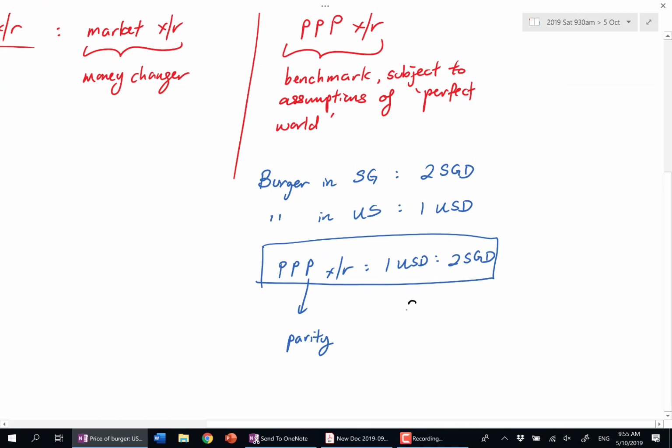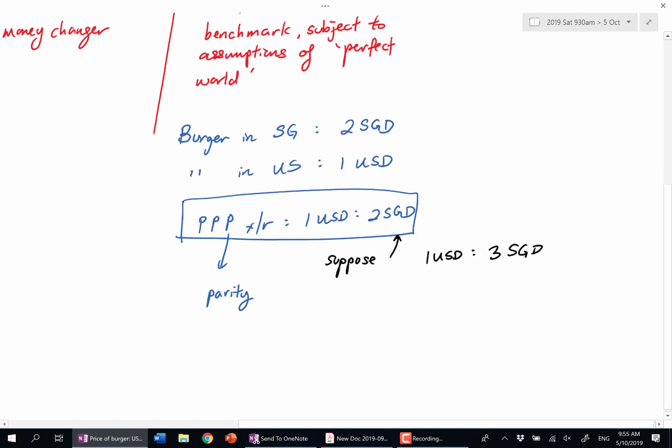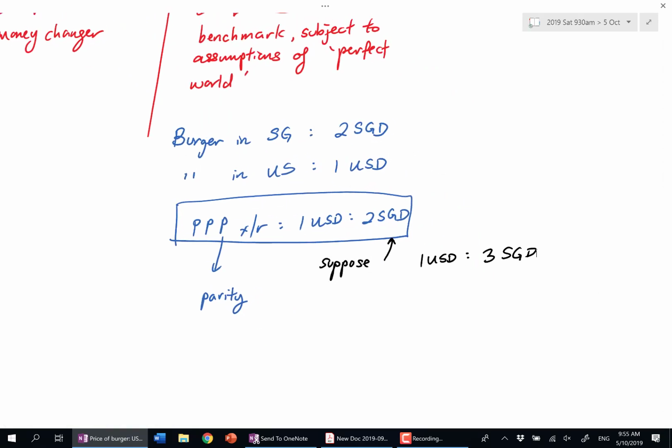Suppose 1 US dollar is to 3 Sing dollars. Let's say. Would it be cheaper to eat a burger in Singapore or US now? If let's say the burger price is still like that, 2 Sing dollars in Singapore, 1 US dollar in US. If you're a US resident, where will you eat your burger? Singapore. Because why? You'll change it for 3 Sing dollars, you go there, you still get $1 change.